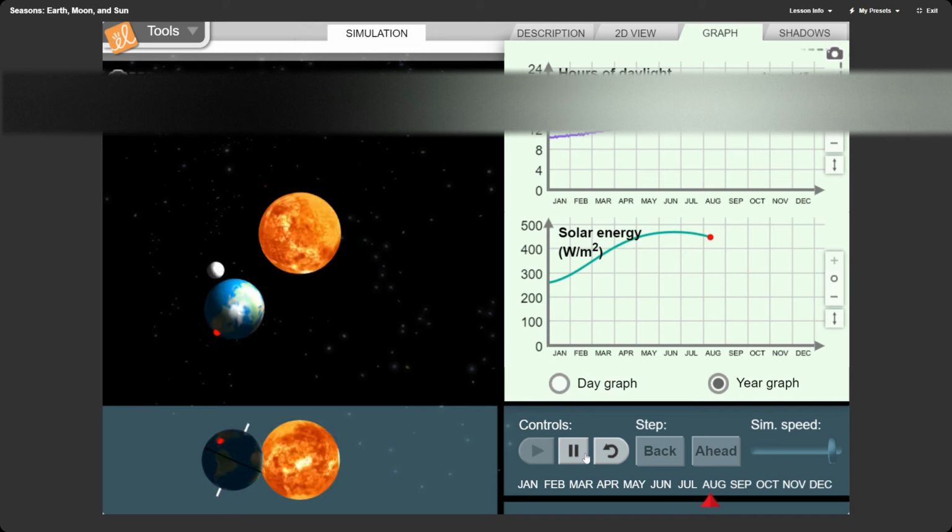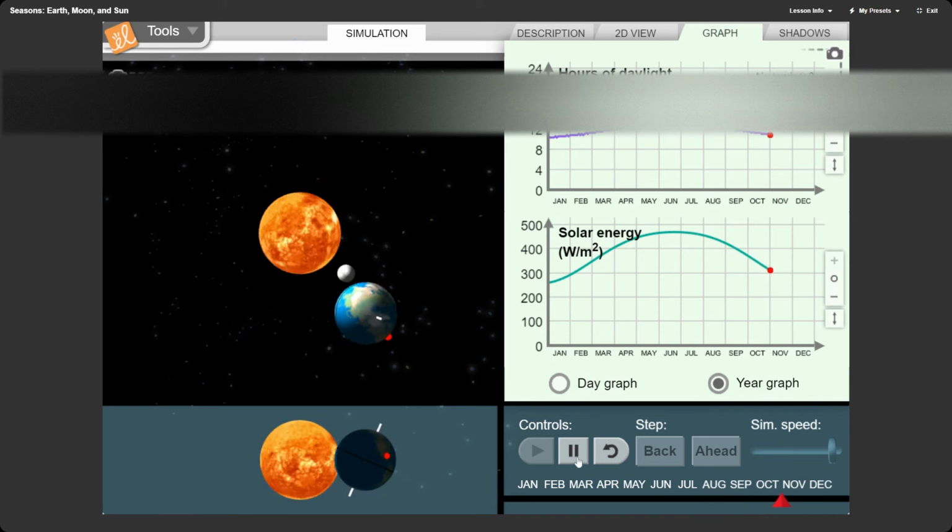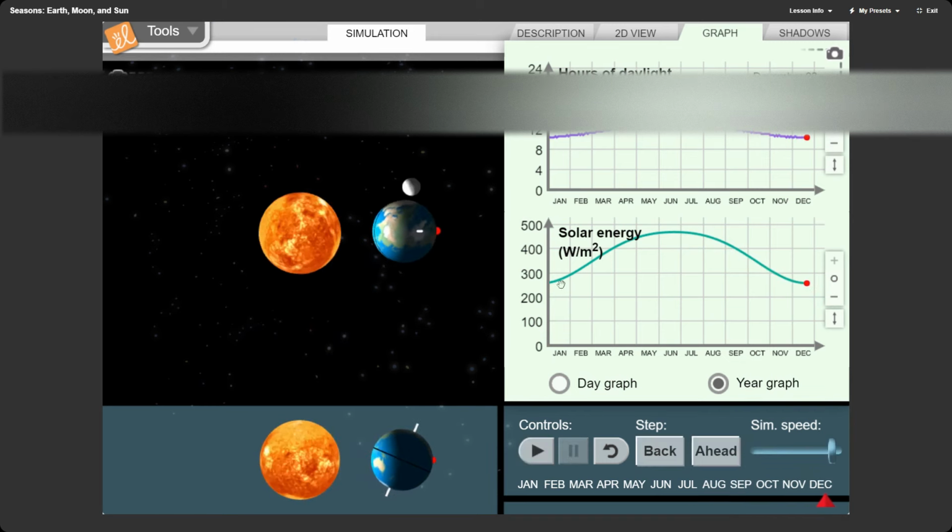And then as we're starting to move towards this side, notice that especially here, our solar energy or amount of sunlight coming towards the Northern Hemisphere is getting lower. Also, the hours of daylight that we're experiencing in the Northern Hemisphere is also getting lower. So that's why in the summertime, we're experiencing the most hours of daylight. Days are longer, it's hotter. That's because we're getting so much more energy from the sun. But in the wintertime, we're getting less daylight. It's cooler, and so on.